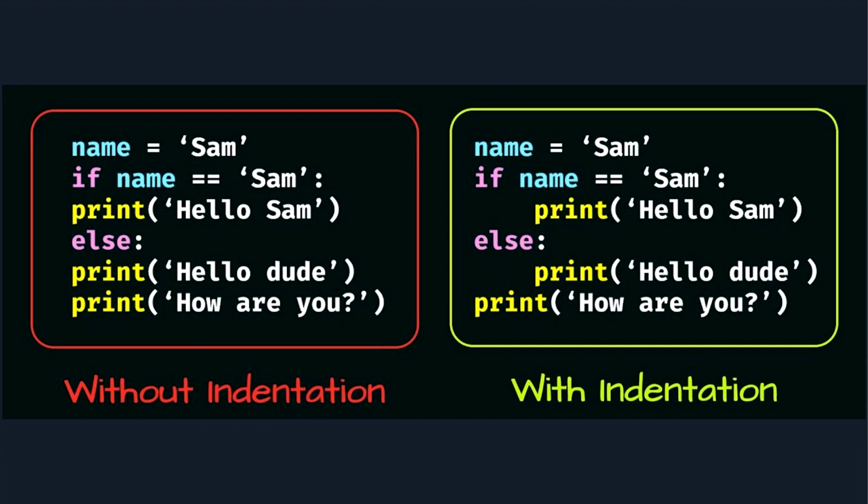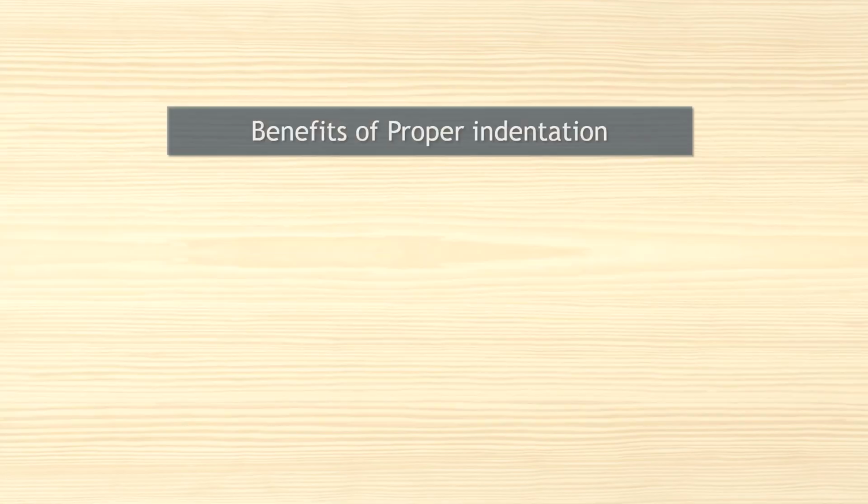within your program. For example, imagine you have an if statement. Here, both the print statements inside the if and else blocks are indented to the same level because they belong to the same code block within the if statement.